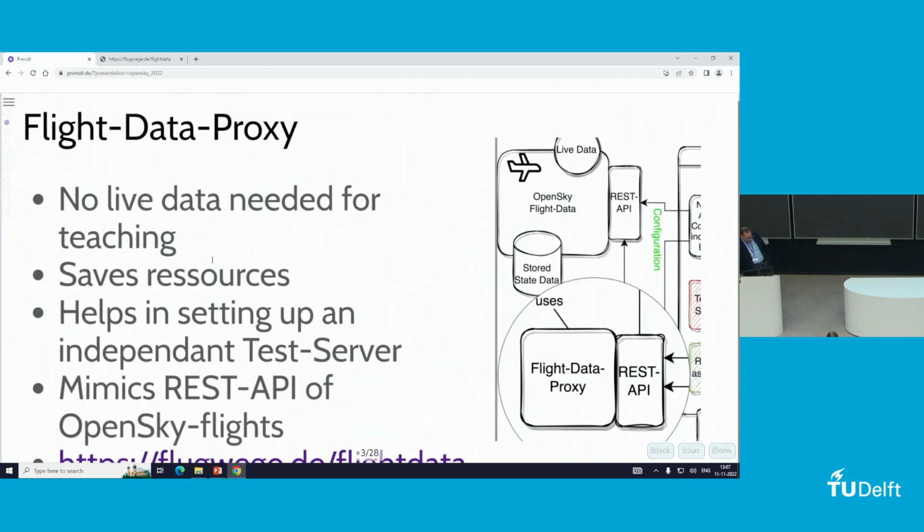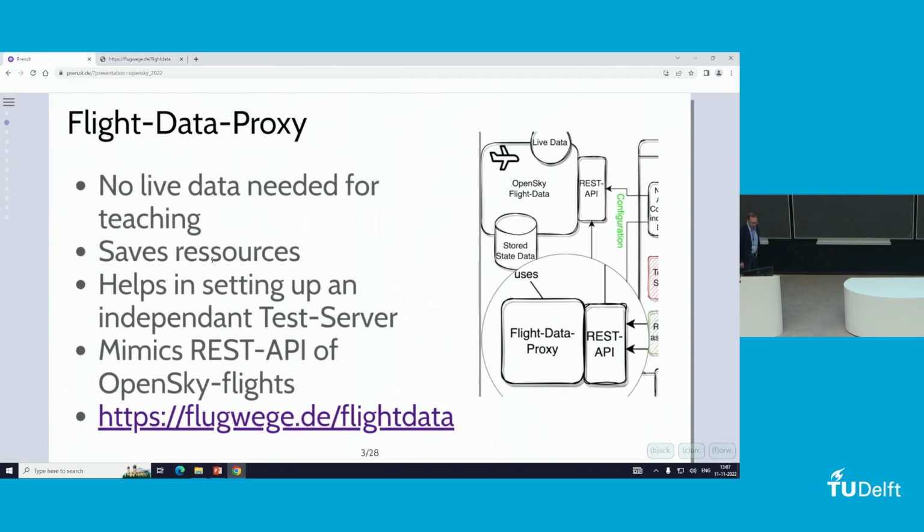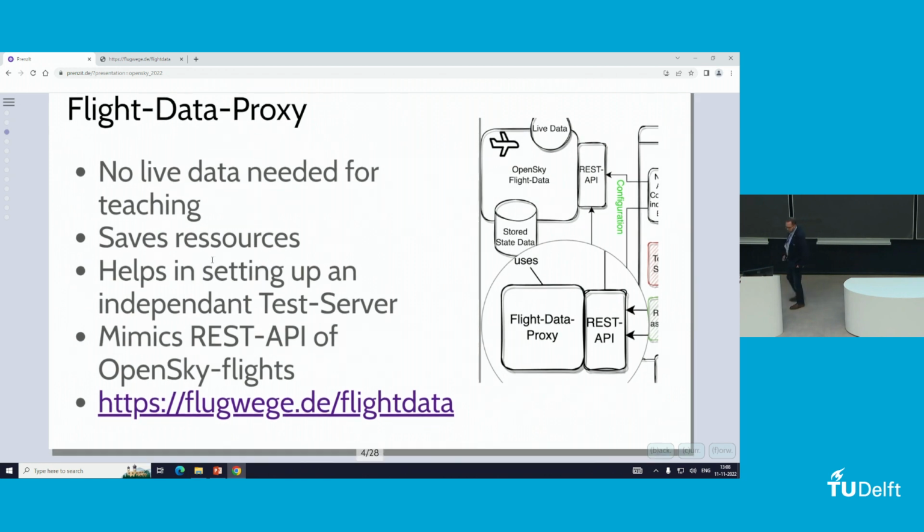Click on that. Okay, here we go. So it just uses the stored data, and it works very nicely, and students have access to this server easily. There's no restriction, and we can do all the stuff that's needed.